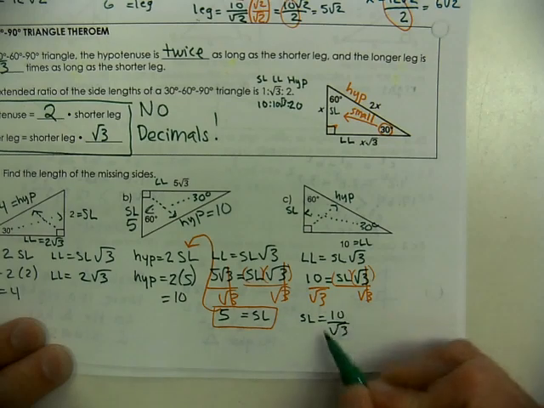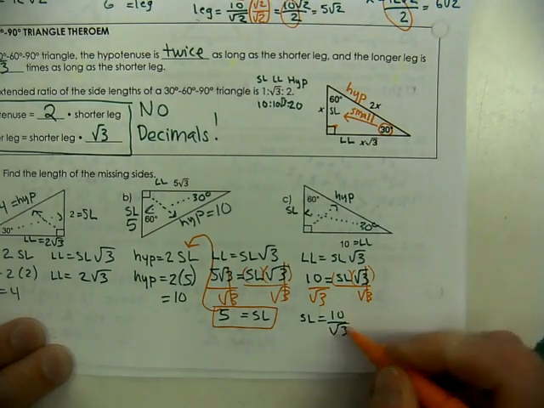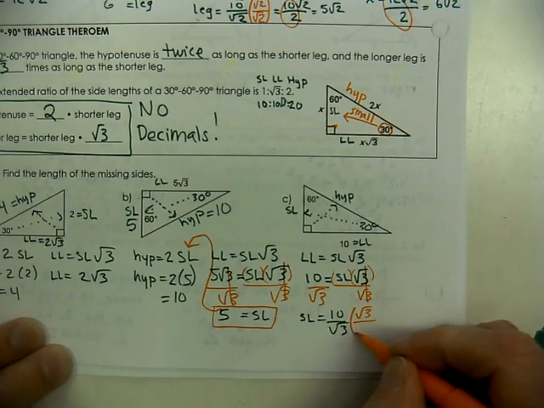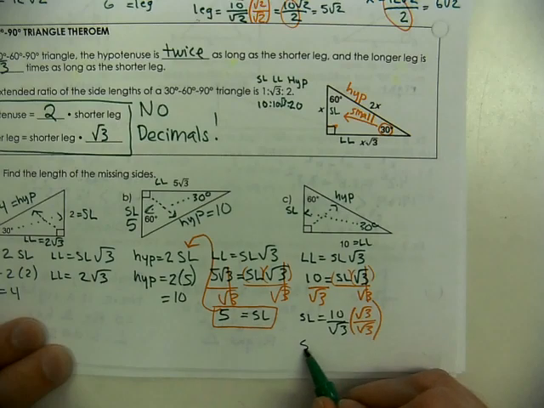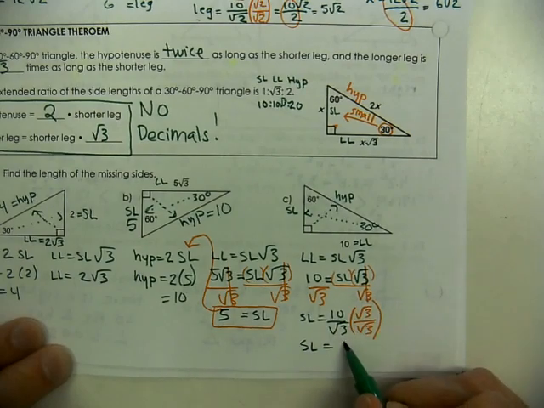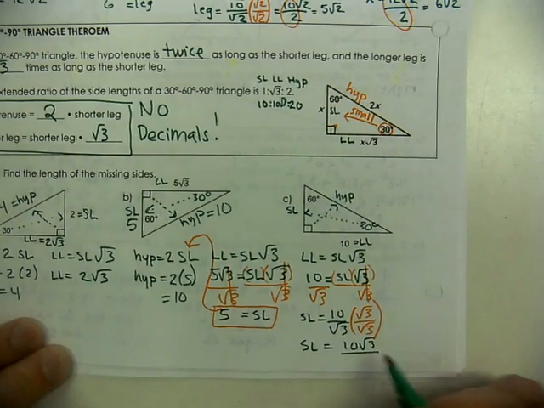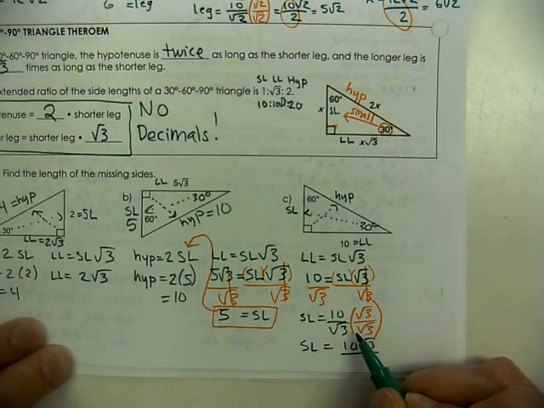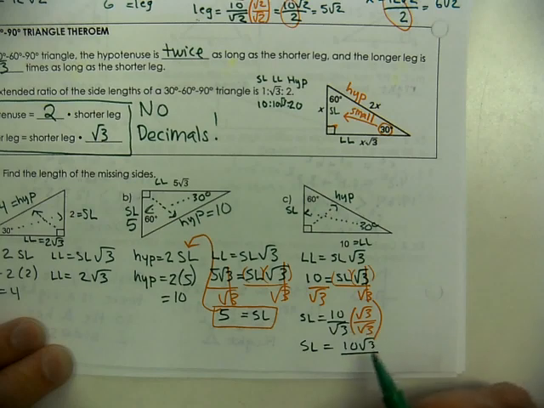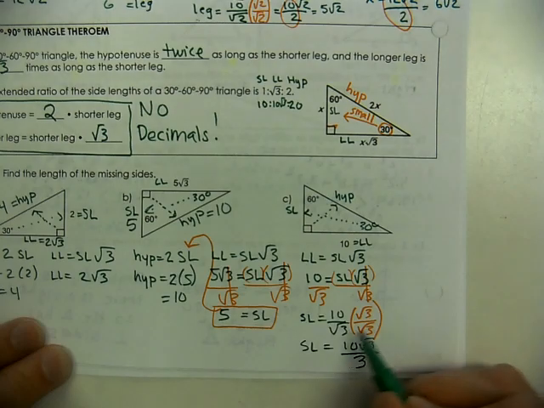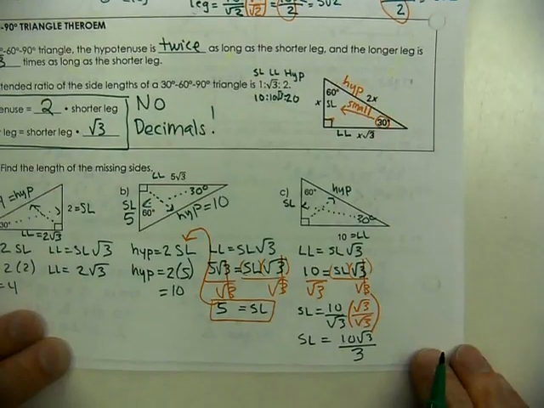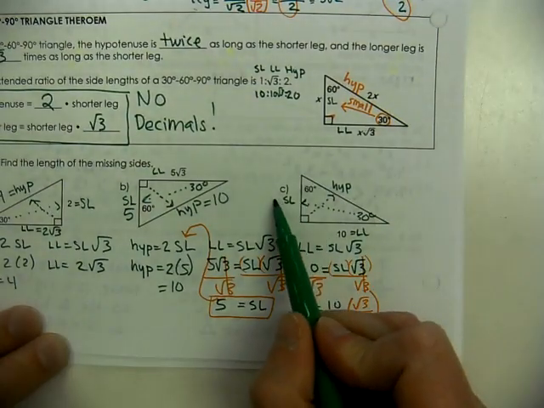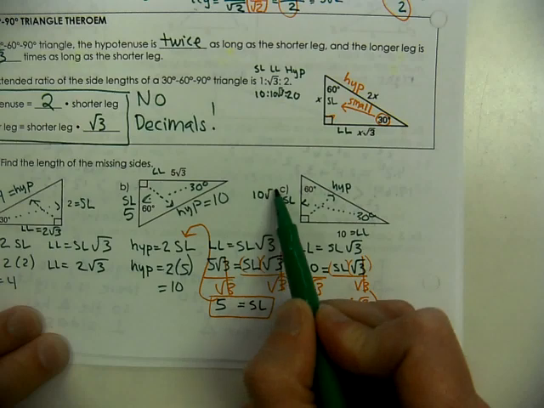Unfortunately, we can't leave our answer this way. We cannot have a radical in the bottom. We have to rationalize the denominator. So let's multiply top and bottom by root 3. That means we have 10 times root 3 on the top. And on the bottom, we have root 3 times root 3, which is a root 9. And that's a perfect square. The square root of 9 is 3. So that doesn't look like a very friendly number. 10 root 3 all divided by 3. It doesn't simplify. That's what it is. But that is the length of the short leg. 10 root 3 over 3.